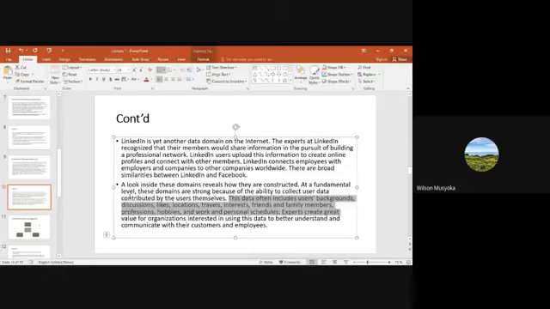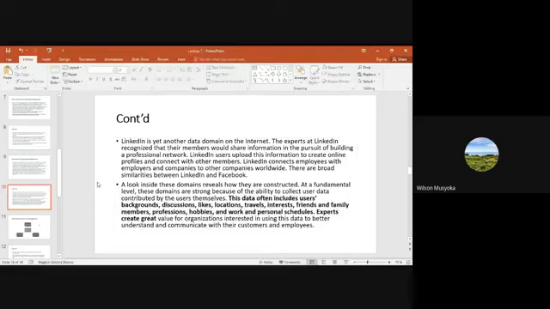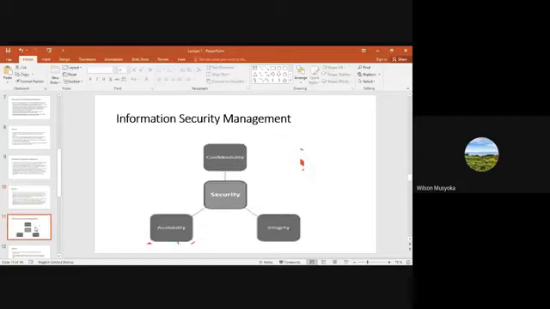So it is a great deal of information which is being harnessed by these organizations. And that is where now we start looking at information security management from that broader perspective. So when we are looking at information security management, it has these three aspects. One of them is confidentiality, the other one is availability, the other one is integrity.